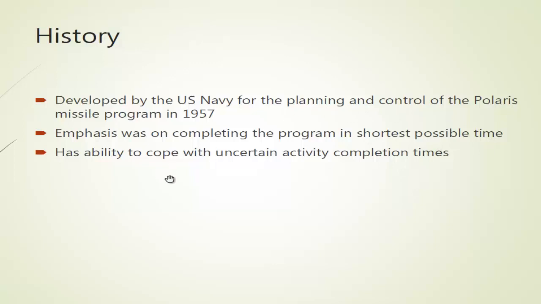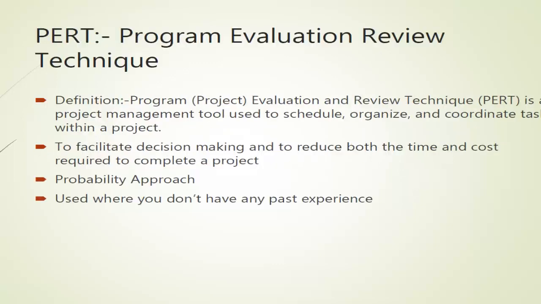The most important thing in PERT is that we have uncertainty. About the activity completion time, we are very uncertain. We don't know exactly. We have no previous experience. In CPM, you had previous experience. You could actually tell the exact project completion time. But here we have what is called uncertainty.